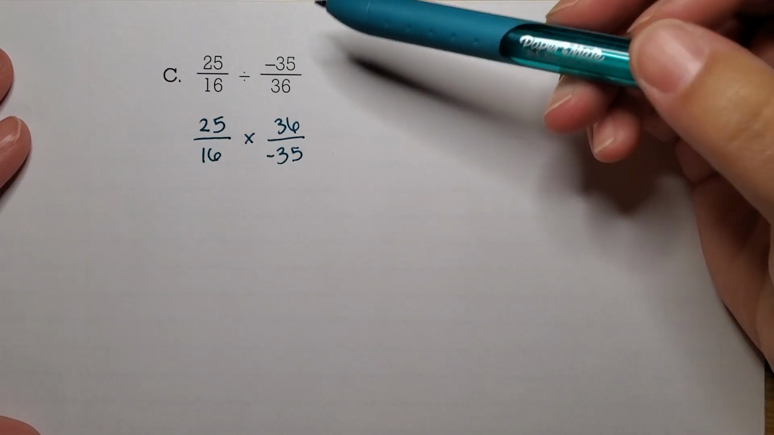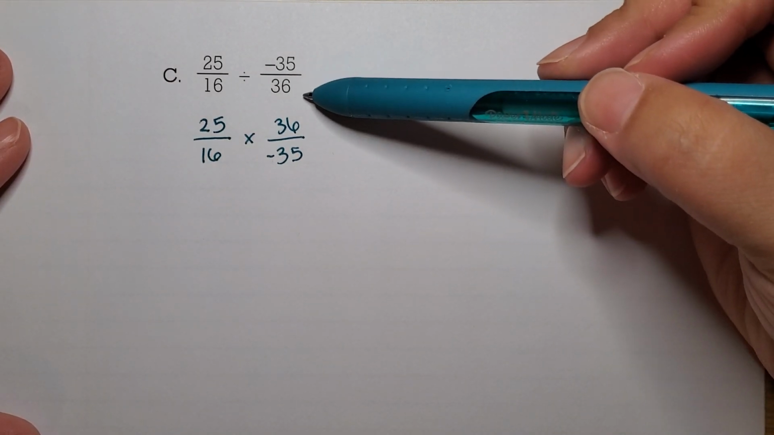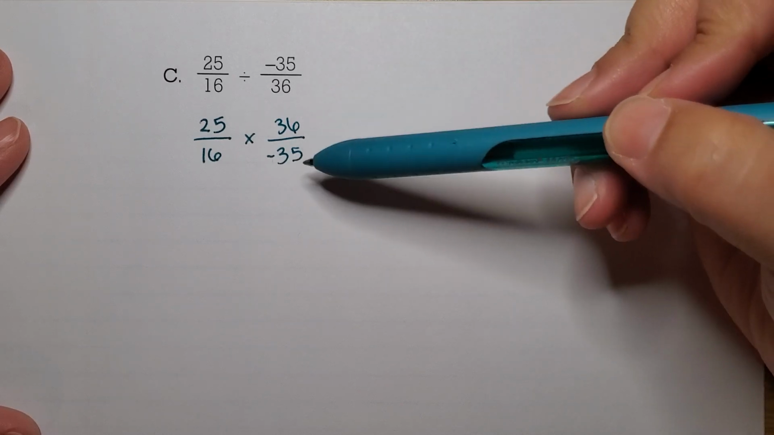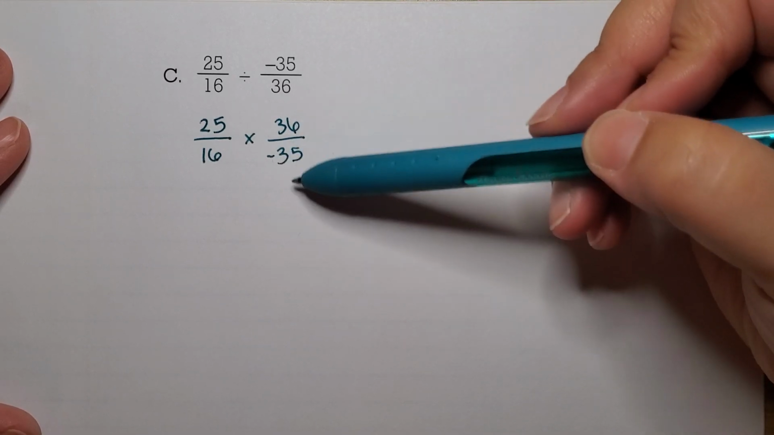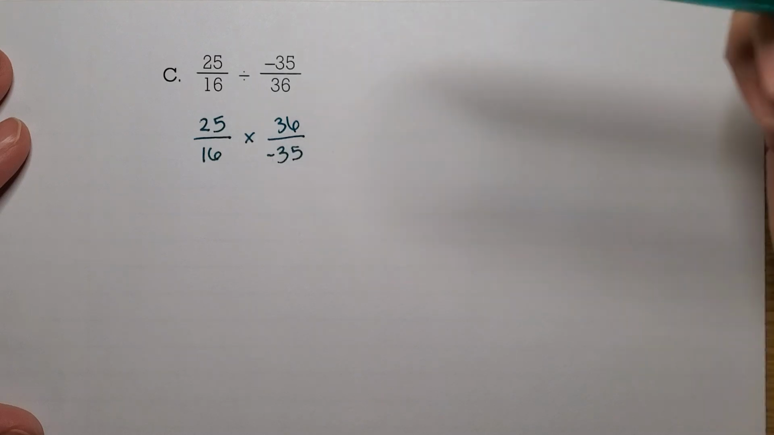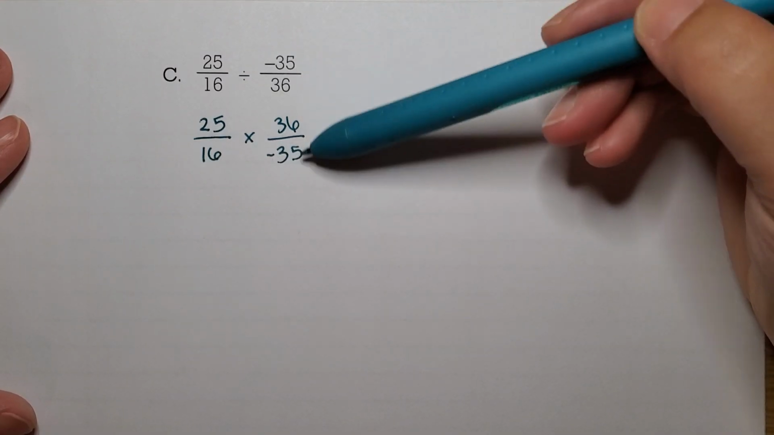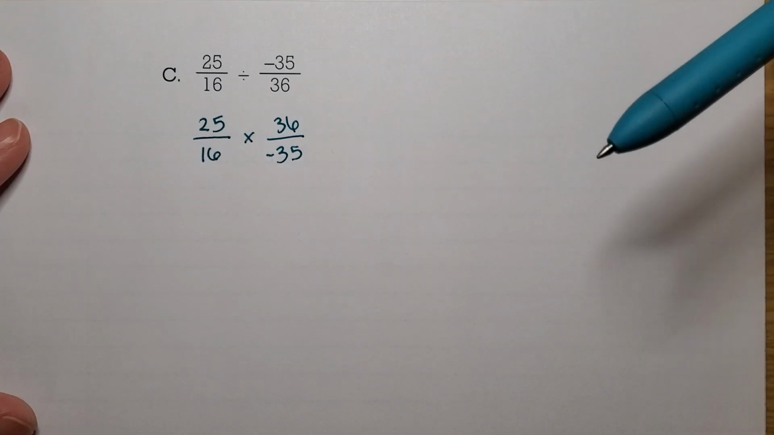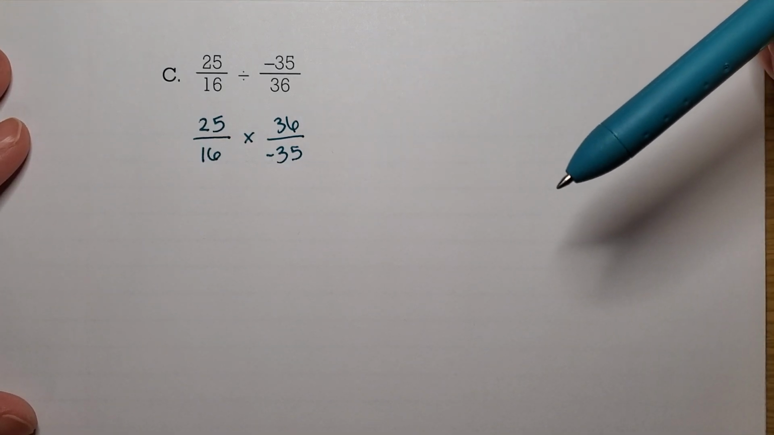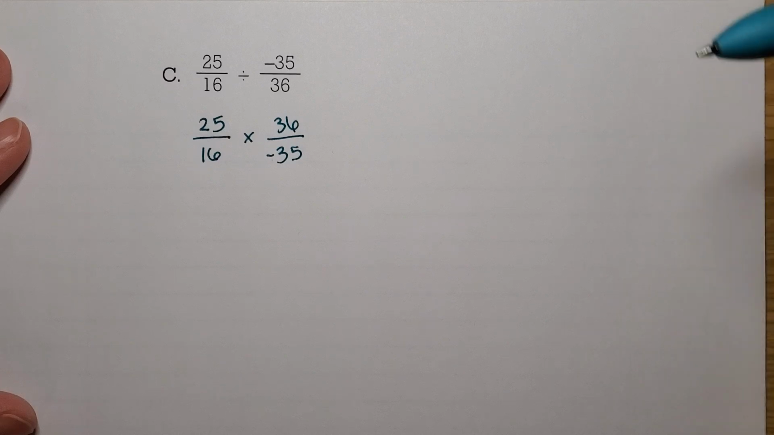Now, when I write the reciprocal of negative 35 over 36, it doesn't matter if I keep the negative in the top or move it to the bottom, or I could even throw it out front if I wanted to. Personally, I just like to keep it with whichever number it was with, just to avoid writing it twice or forgetting to write it or something like that.